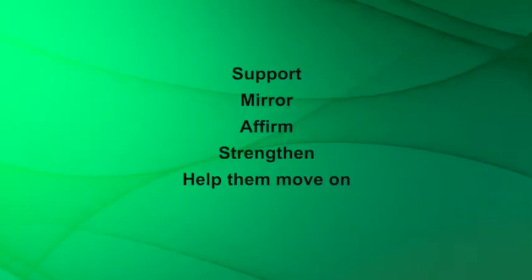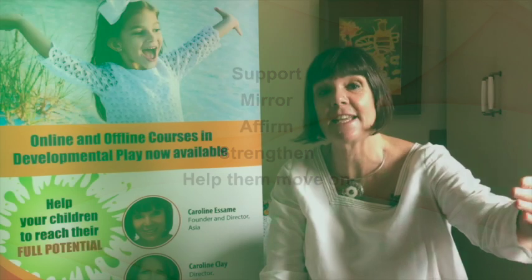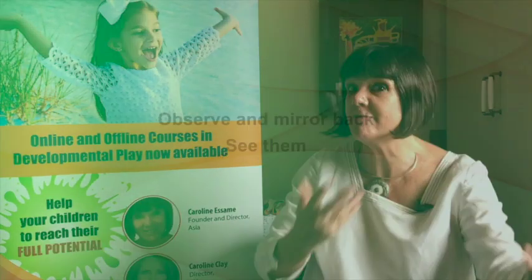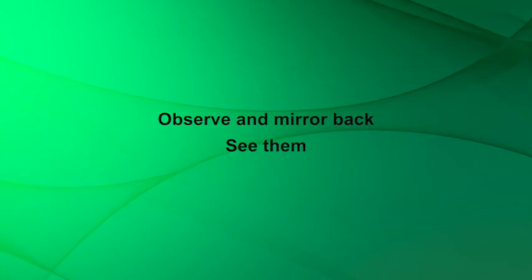So some of the top tips for using developmental play, really with all learners, as I've just mentioned. I believe that children know what they need to do. We need to support them, mirror it, affirm it, strengthen it, and help them move on to the next stage by giving them the next opportunities, by reading their cues. Observe them, be the watchers, see them. They'll respond beautifully to being seen and mirrored back. That strengthens the neuron pathways in children. Really important for children on the autistic spectrum, really important for children who've had trauma to feel seen and validated.